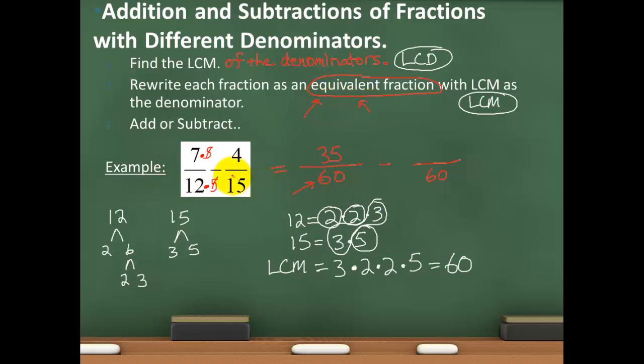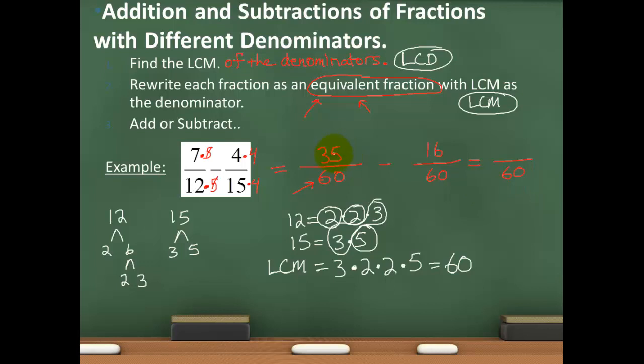I'm going to do the same thing with 15. What do I multiply 15 by in order to get 60? Well, I multiply it by 4. And so if I do it to the denominator, I have to do it to the numerator, and so I get 16. Therefore, 7 over 12 minus 4 over 15 now becomes 35 over 60 minus 16 over 60, which is just a subtraction problem, right? When we subtract, we keep our same denominator, and we subtract the numerators.